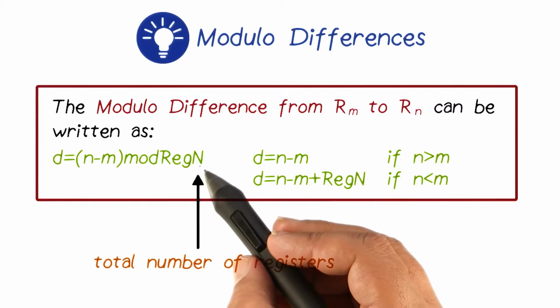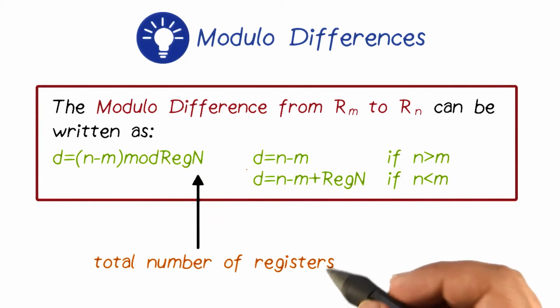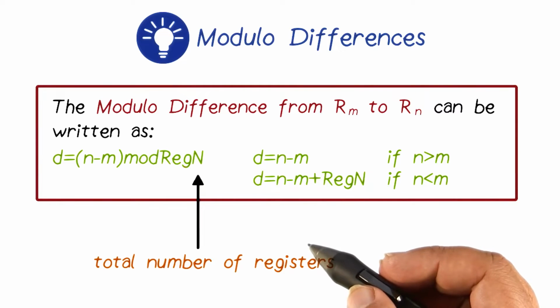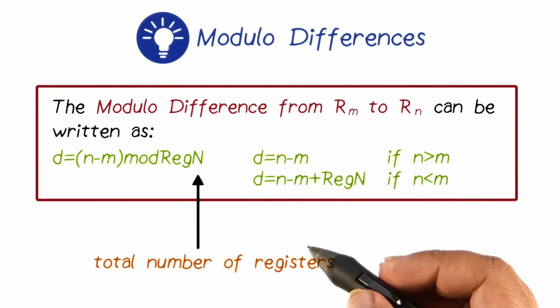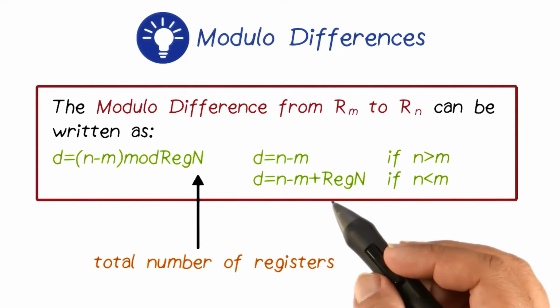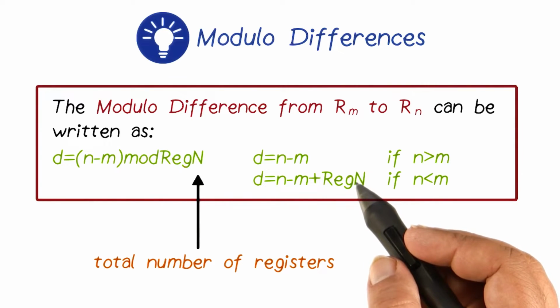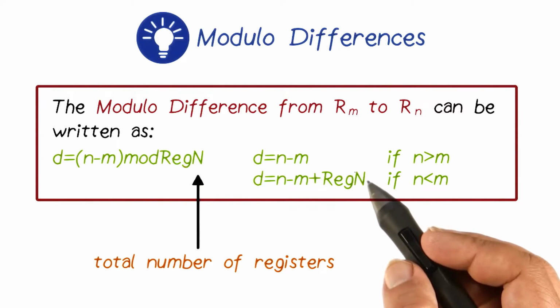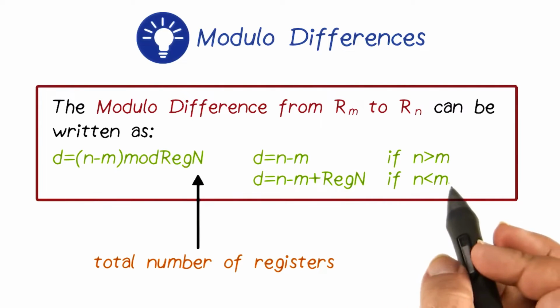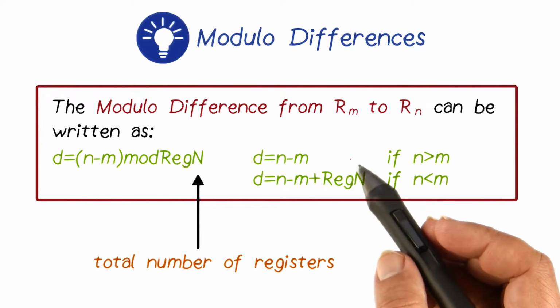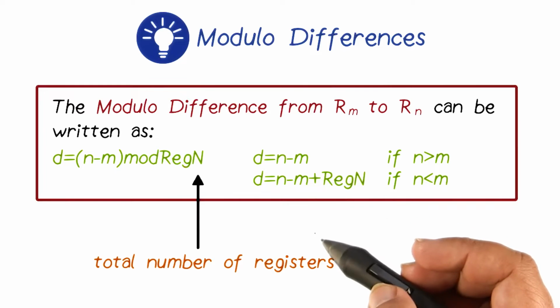So what is RegN here? RegN is the total number of registers that we are operating on. For example, if we have 8 registers as in the previous example, RegN here will be 8. This allows us to compute the differences always as positive entities, and use that difference to compute Rn from Rm.